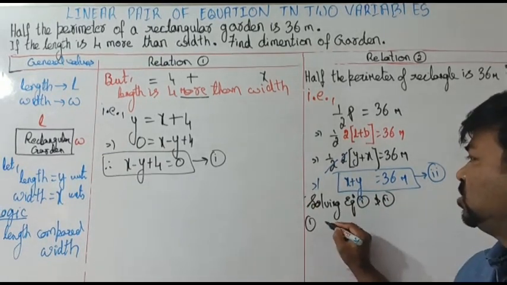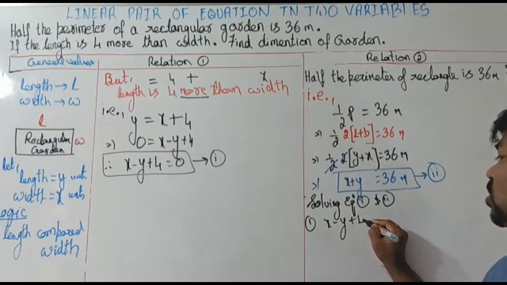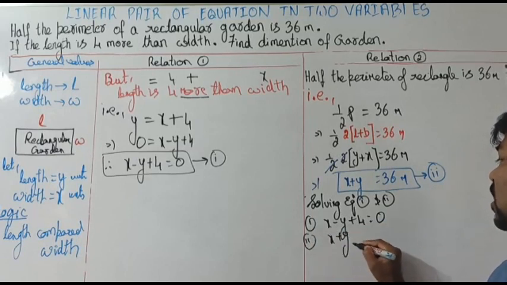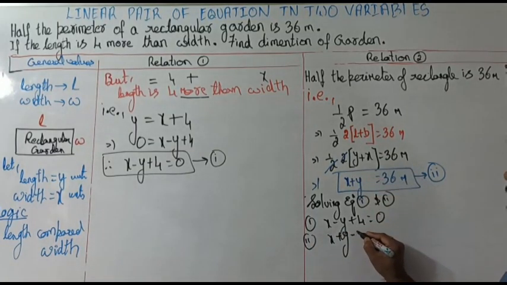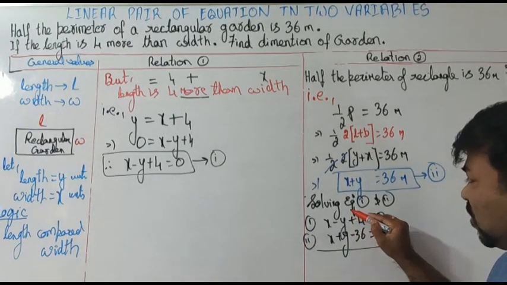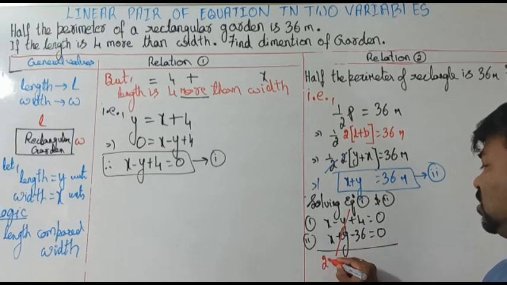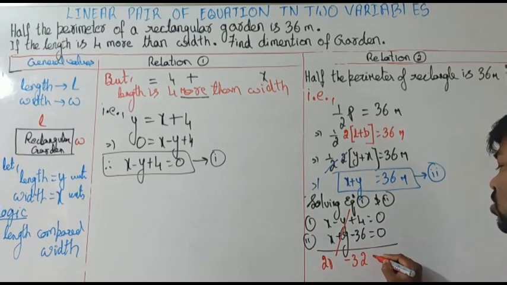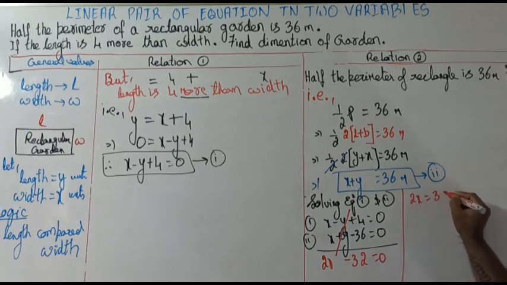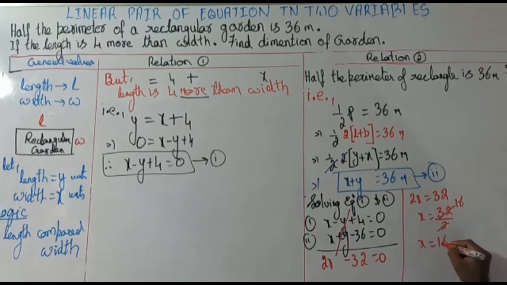What is the first equation? X minus y plus 4 equals 0, and the second equation is x plus y, bringing to this side, minus 36 is equal to 0. If you add these two, we get 2x minus 32 is equal to 0. Let's simplify that. 2x is equal to 32 and x equals 32 by 2, which is nothing but 16. X equals 16. This is the first value that we got.